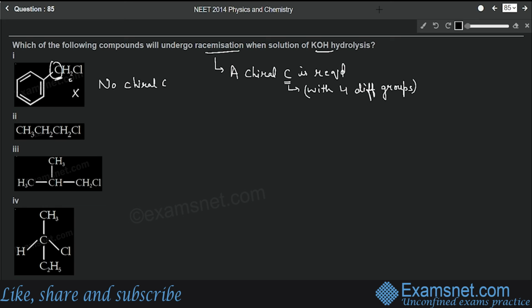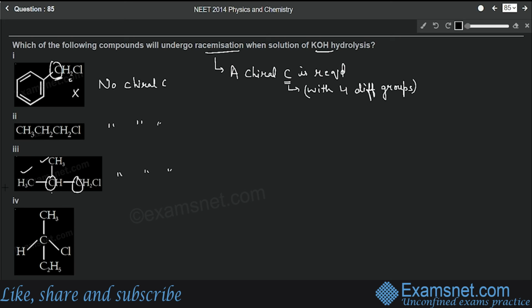Then in the second one also, no chiral carbon is present. In the third one also, if we talk about this carbon, two methyl groups are attached to it. So these are the same. Again, to this carbon, two hydrogens are attached. So this is also not a chiral carbon. So no chiral carbon here also.